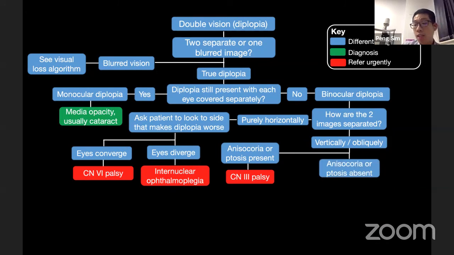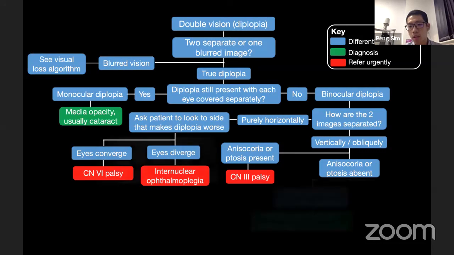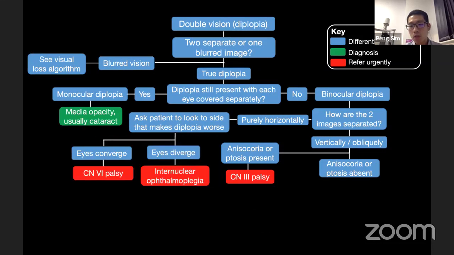So then if the pupil and the lid are not involved, then we are usually a bit more relaxed. Then you sort of know that this is not really a third nerve palsy. So there are certain conditions that can give you vertical double vision.